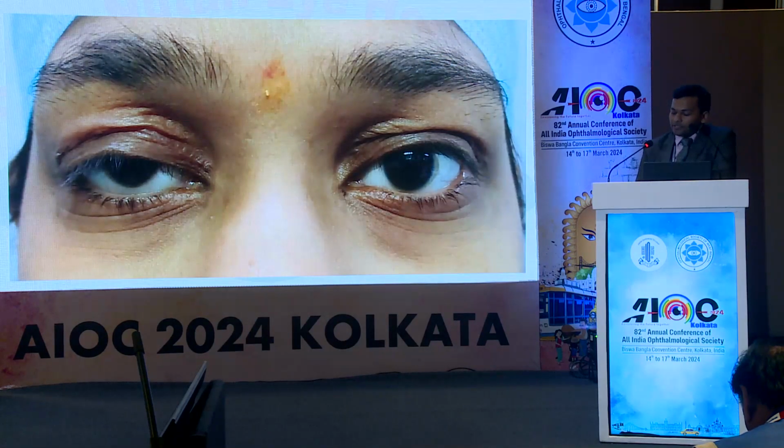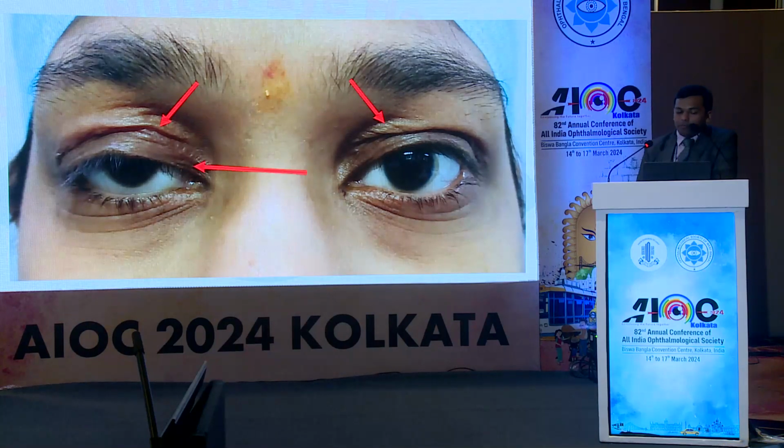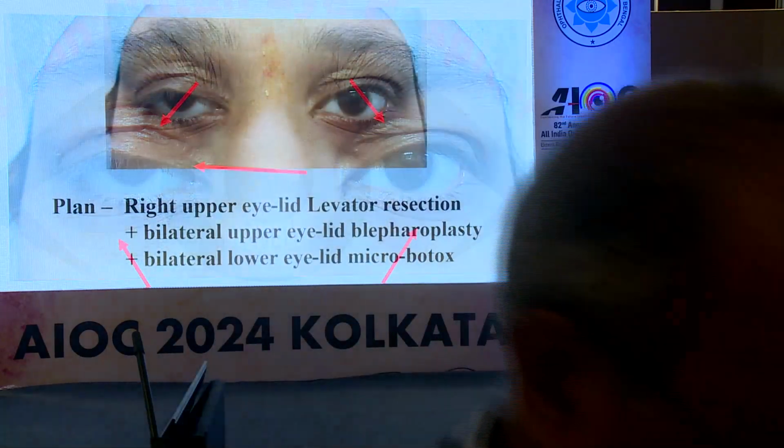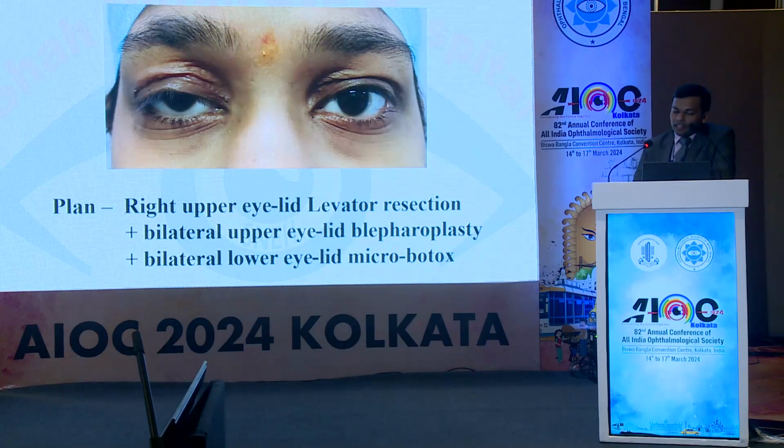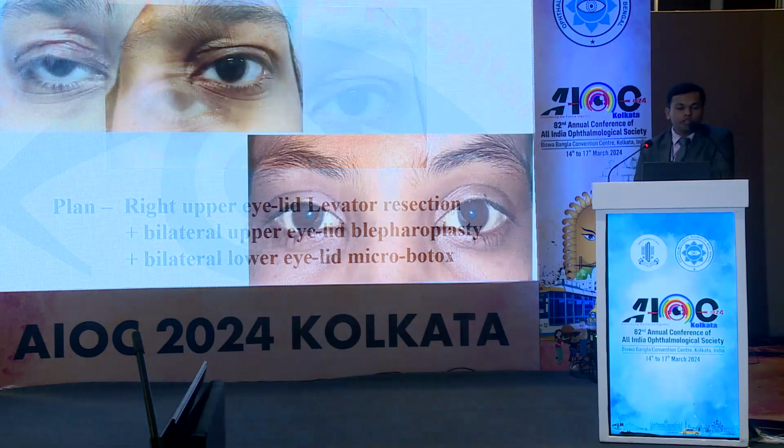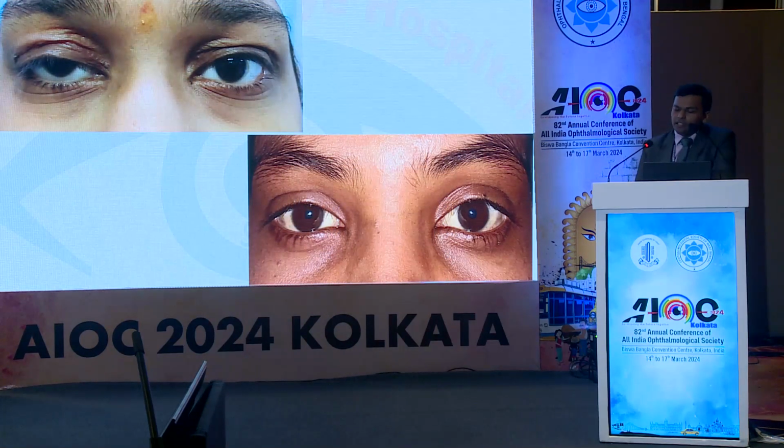And so now this patient was an 18-year-old female who presented to us with excess skin on both upper eyelids, and we noticed that she had a slight aponeurotic ptosis in the right upper lid, as well as right lower lid retraction and wrinkles. So we planned her for a blepharoplasty with a right upper lid levator resection and bilateral lower lid microbotox. She had a good correction at 6 months, and she's happy.